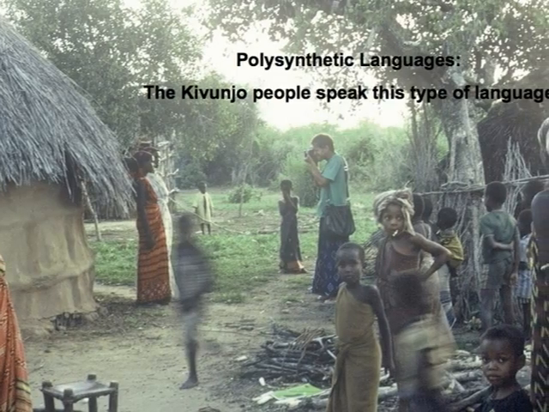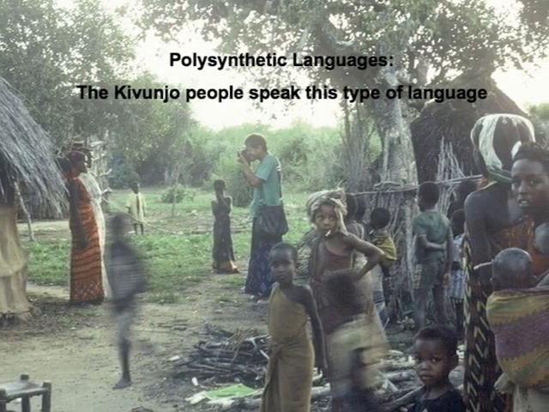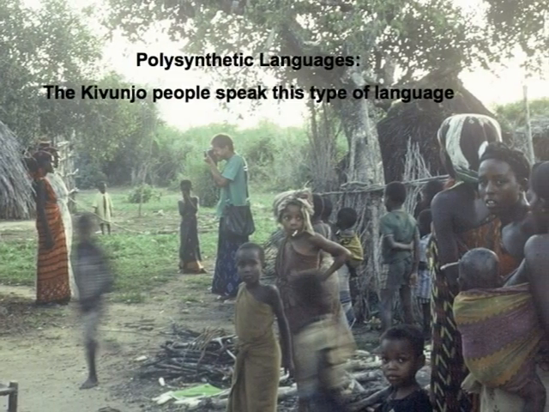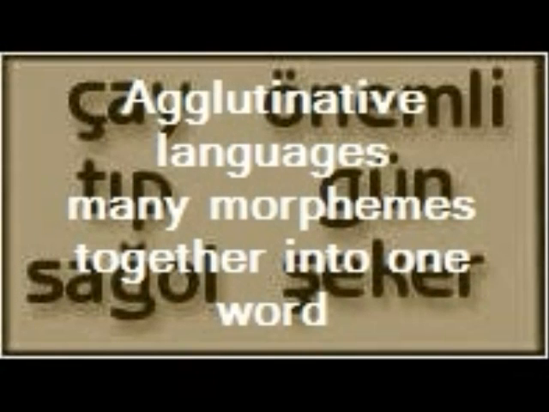A polysynthetic language adds multiple inflectionals to the words, like the earlier example, nakimlia. Thus, the Kavunjo language is categorized as polysynthetic. Agglutinative languages combine many morphemes into one word without changing the spelling of any of the morphemes. Turkish is an example of an agglutinative language.